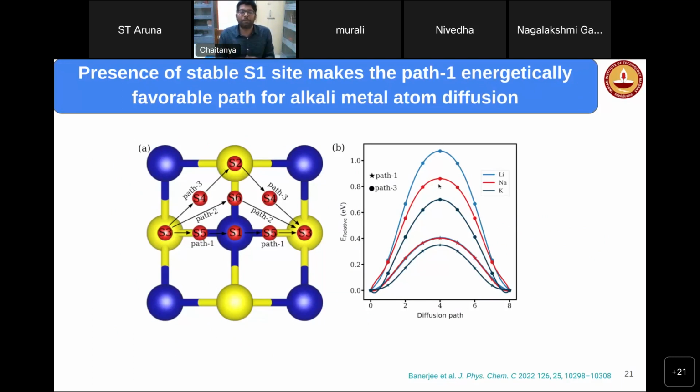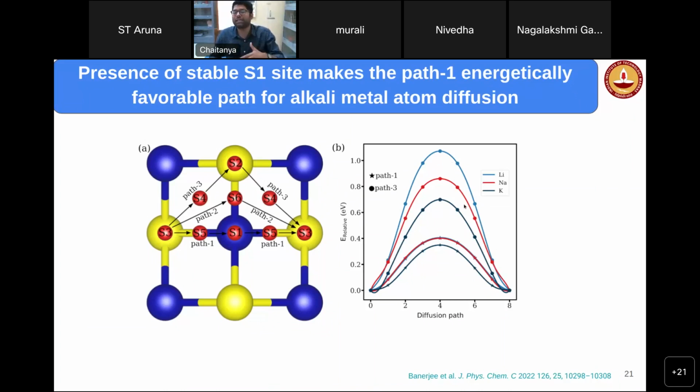Again, the obvious question is why path 1 is more stable when compared to path 3. The simple explanation is based on the earlier charge density differences. We have seen that the S3 site is the most stable site, but after S3, the next stable site is S1. So when you are moving along path 1, you are on a very stable site, and you are simply moving to the next stable site, to the S3 site again. Whereas here it is not so stable. So in reality, you have to climb the ladder very high in order to come back to the site.